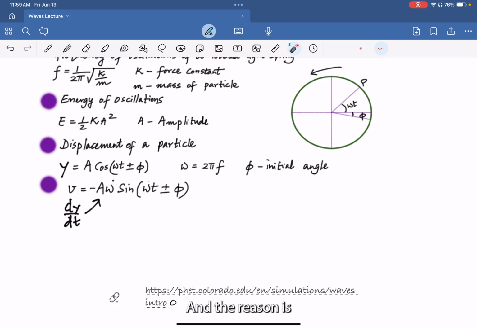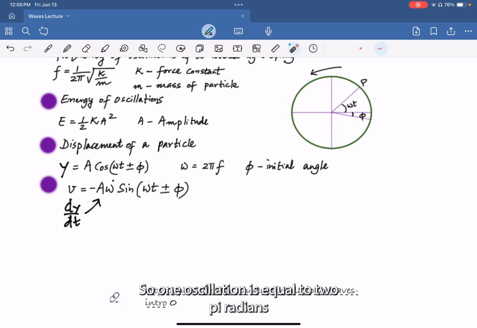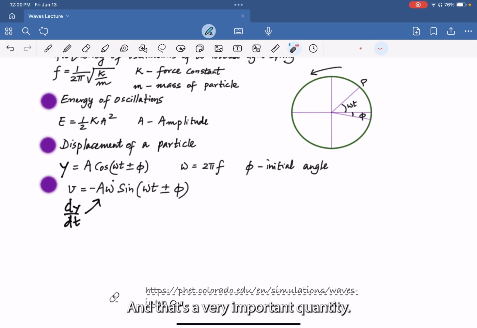And the reason is one oscillation is equal to one circular motion. See, that's why we get that 2 pi from. So one oscillation is equal to 2 pi radians, which means two oscillations equal to 4 pi radians. So that's the connection. And that's a very important quantity.